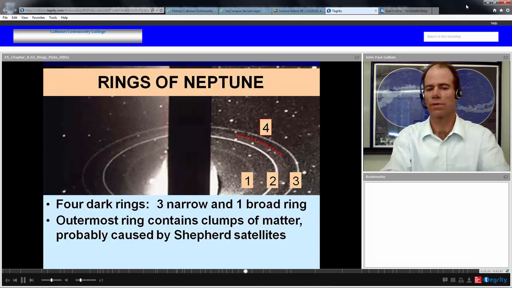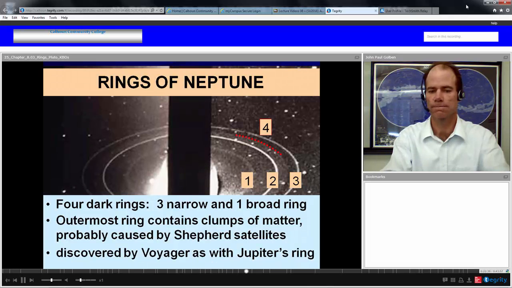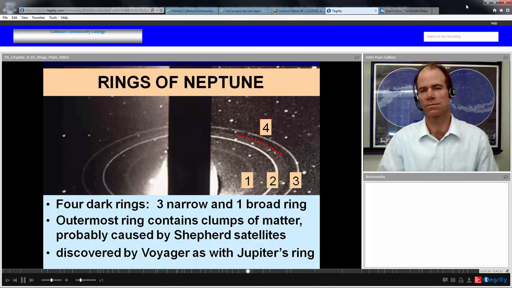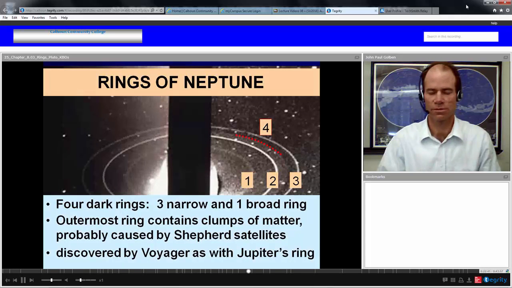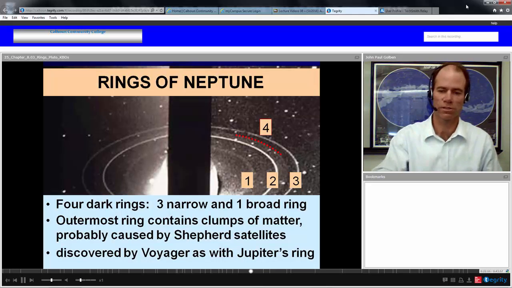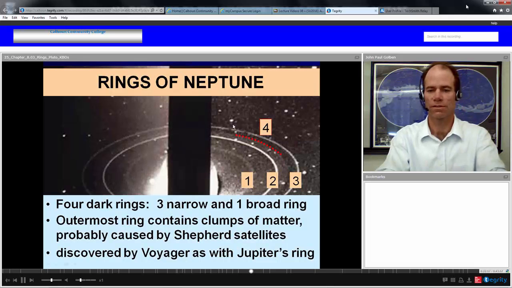The outermost ring contains clumps of matter, probably caused by shepherd satellites. And as with Jupiter's ring, this ring system of Neptune was discovered by Voyager. So Voyager discovered 2 of the ring systems, Jupiter and Neptune, and the other 2 ring systems, of course, were discovered by someone on Earth. Saturn's ring system and Uranus's ring system were discovered on Earth. So 2 by Earth, 2 by Voyager. The playing field is even.